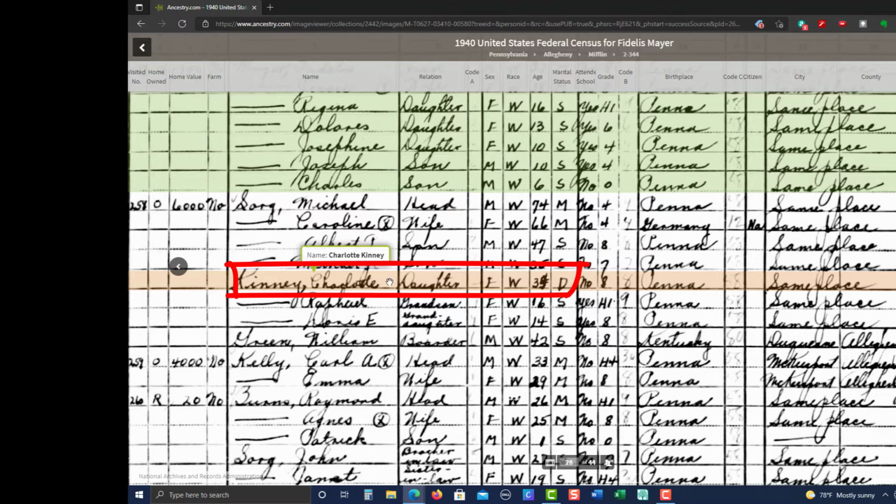And you can see that there's not only a Charlotte Kinney, there's a Raphael Kinney, Michael Sorg's grandson, and Doris Kinney, Michael Sorg's granddaughter. So pretty clearly the children of Charlotte Kinney.